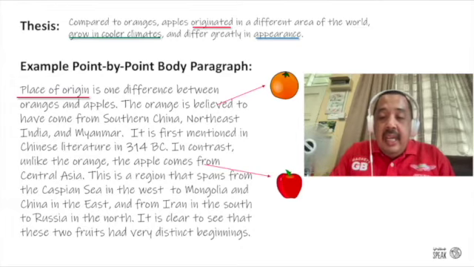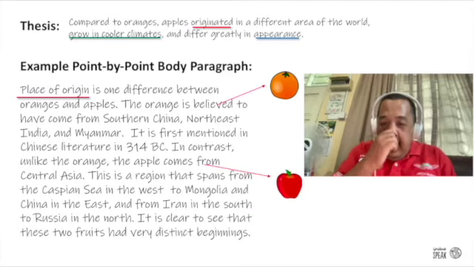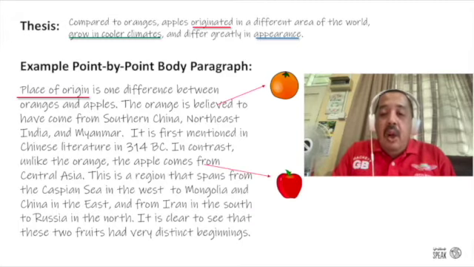So you can see here this very basic paragraph that I mentioned, the first point of comparison in my topic sentence, and I show that there are differences. Then I mention the orange first, and then I mention the apple in comparison to the orange, and I make sure to use the correct language. Like if I am talking about the differences, I use different or differ, and then I also use a transition word to show the reader the differences.